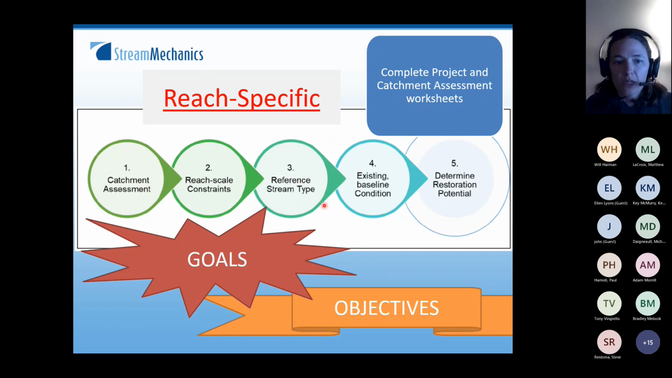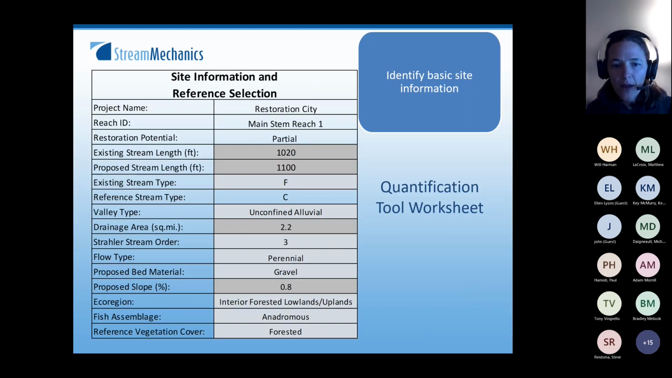So the reference stream type. This is important. I'll come back to it much later in my presentation. But step 2, complete the project and catchment assessment worksheets. The project assessment worksheet does require you to list the goals and objectives for every specific reach. All right, so step 3, identify basic site information.